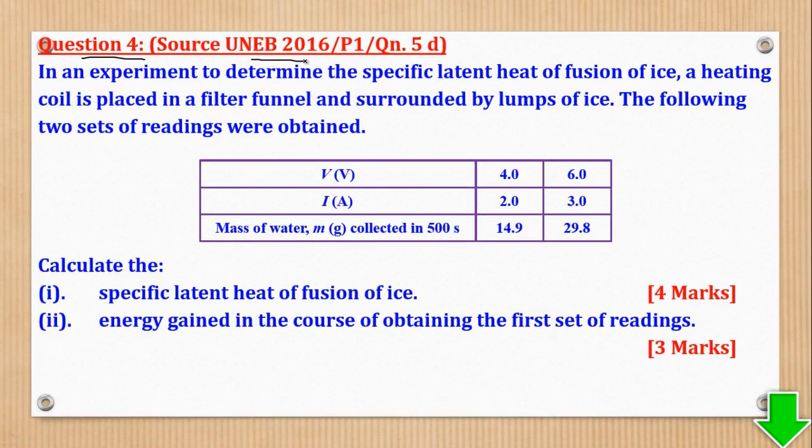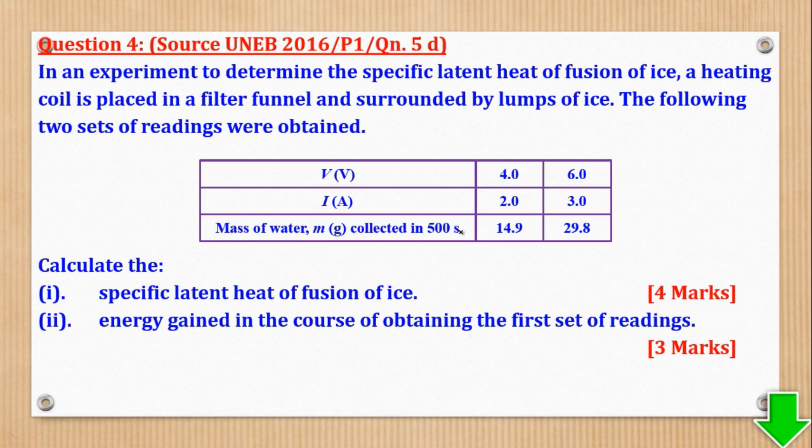Question 4 came from UNEB 2016, paper 1, question 5D, and it says, in an experiment to determine the specific latent heat of fusion of ice, a heating coil is placed in a filter funnel and surrounded by lumps of ice. The following two sets were obtained. So we have two sets still, V1, I1, M1, V2, I2, M2. So calculate the specific latent heat of fusion of ice, and Roman 2, the energy gained in the course of obtaining the first set of readings.